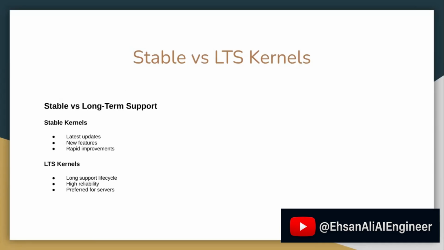Stable kernels focus on delivering the newest features, hardware support, and improvements. Long-term support kernels focus on long-term reliability and support. These kernels continue receiving updates for years after their initial release. A home user or enthusiast may prefer a stable kernel to access the latest technologies, while organizations operating critical applications usually select LTS kernels to minimize risk and maximize stability.